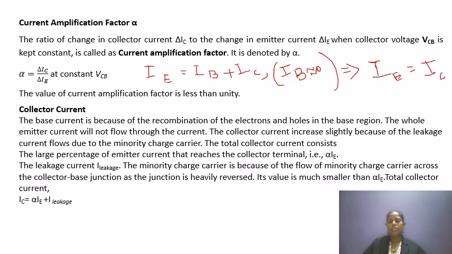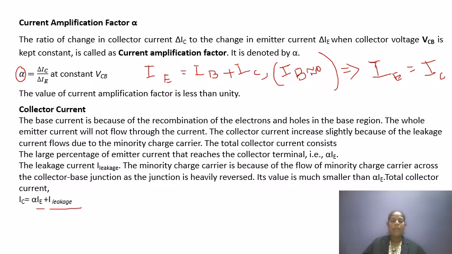So there is not much difference in the case of common base, so there is not much gain. The symbol for the current amplification in common base is alpha. So what is the collector current? The collector current is the leakage current plus the transferred emitter current.